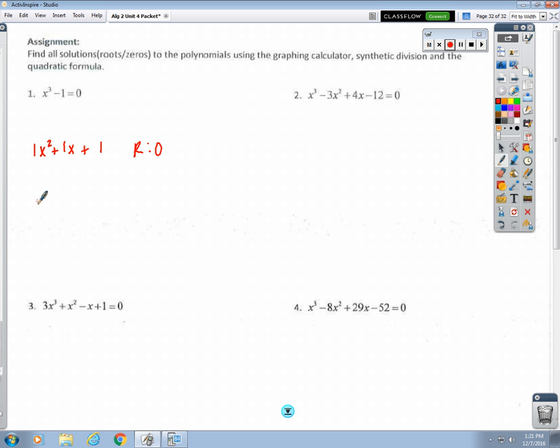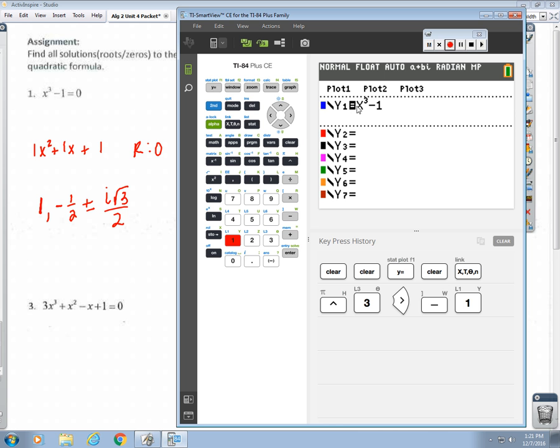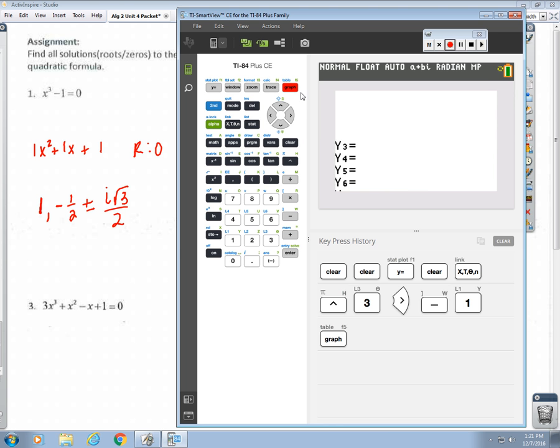So when we did the quadratic formula, what were our 3 solutions? If they're on your paper, just tell me. 1 was the real solution? Negative 1/2 plus or minus i root 3 over 2. Okay, so your first solution is your real solution, and that's positive 1. That's the one you can see on the graph. Like when I graph x cubed minus 1, I see that it crosses through the x-axis at positive 1. So that's my one real solution.